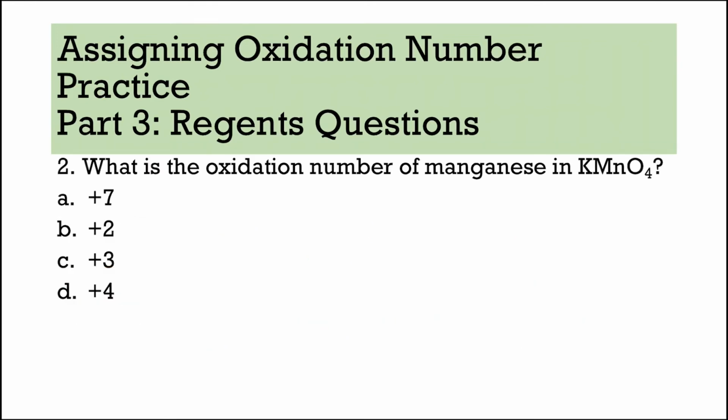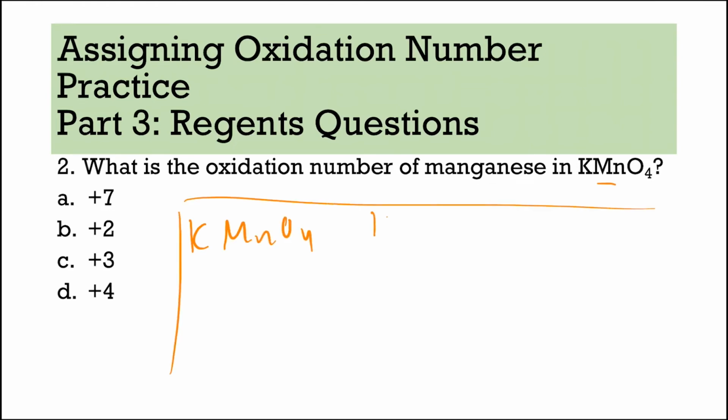So number 2 asks for the oxidation state of manganese, which is Mn. So we can do the chart. We have KMnO4, and leave some blank.